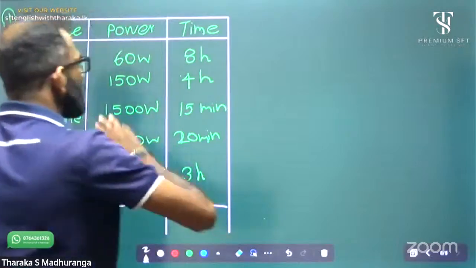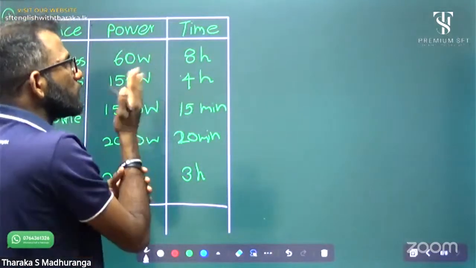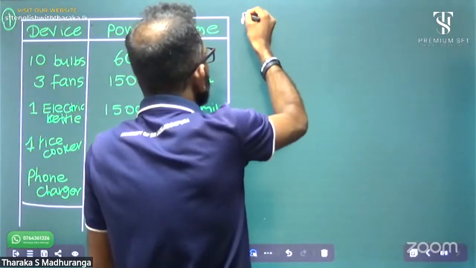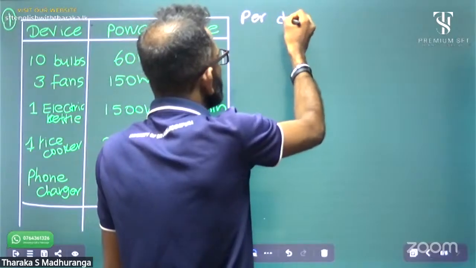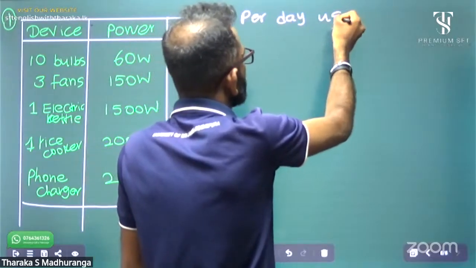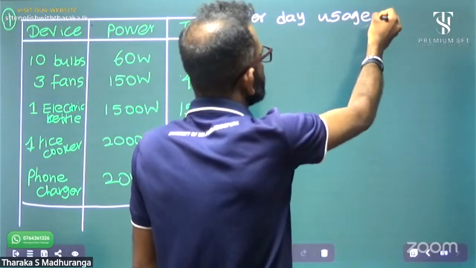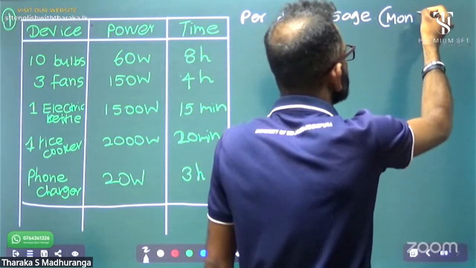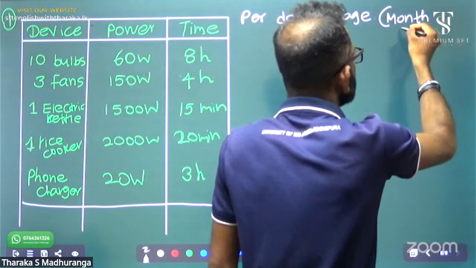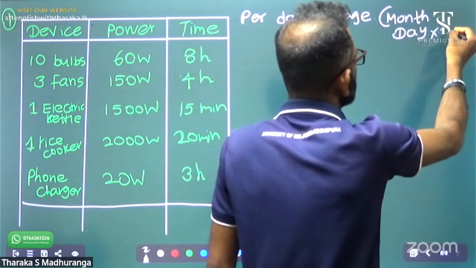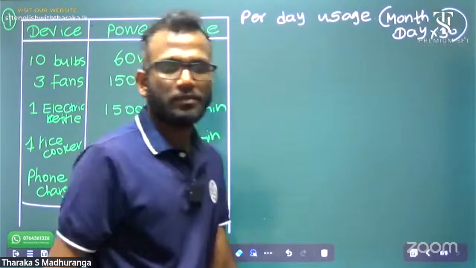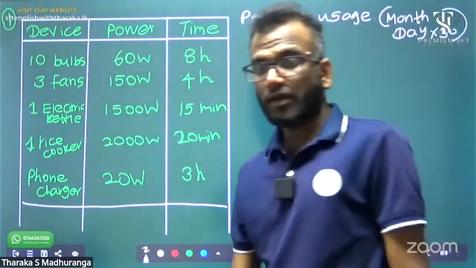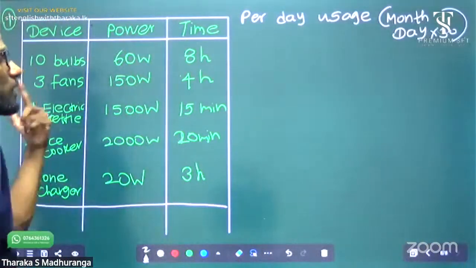Now I am going to calculate the electricity bill. This is per day usage. If you want 1 month, you can multiply this day value by 30. This is a per month calculation. The day consumption multiplied by 30 is the monthly consumption.